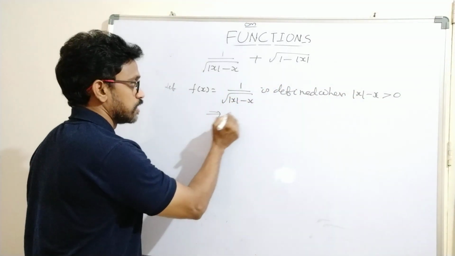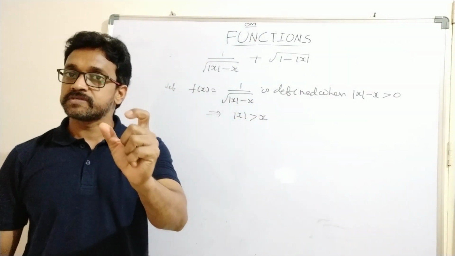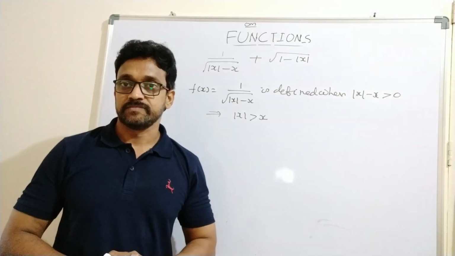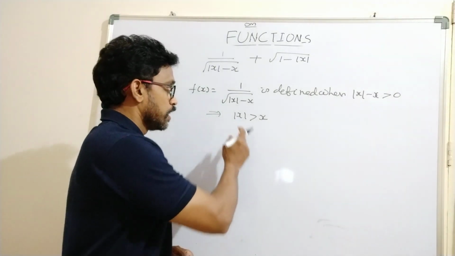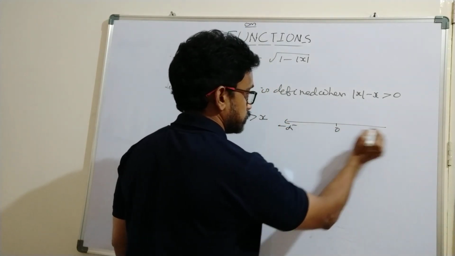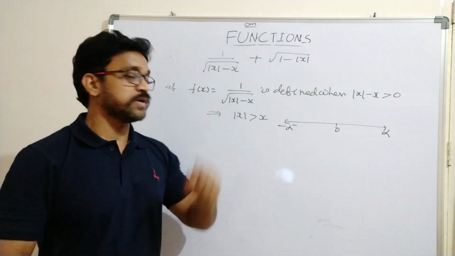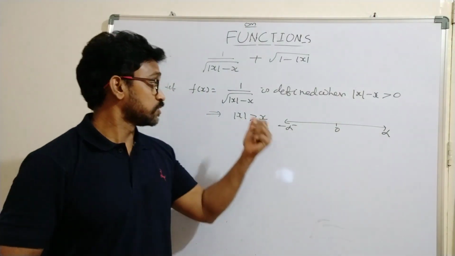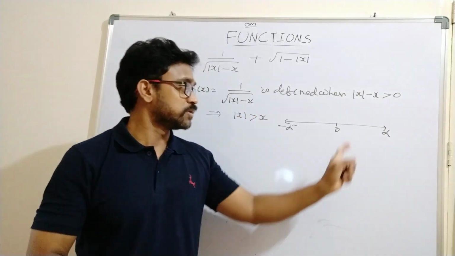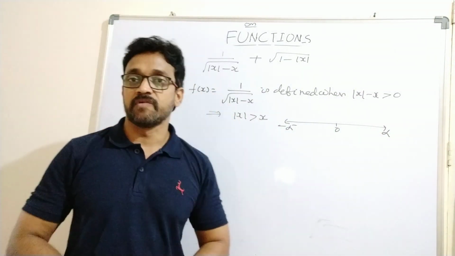That implies mod x is greater than x. So for what values of x, or what type of real number, satisfies this inequality? Observe from the real line, no positive real number satisfies this inequality. For example, x is equal to 2, modulus of 2 greater than 2, not possible. Not only 2, any positive real number won't satisfy this inequality.